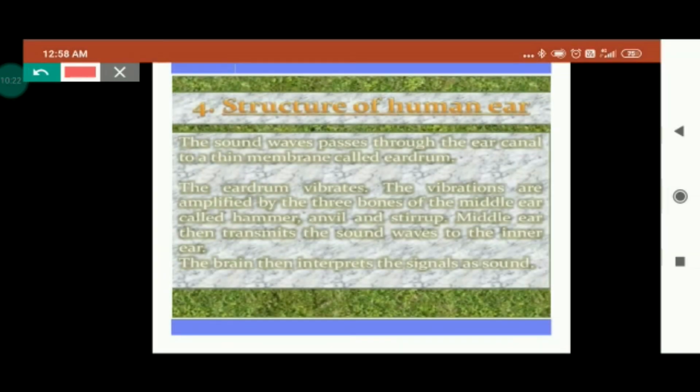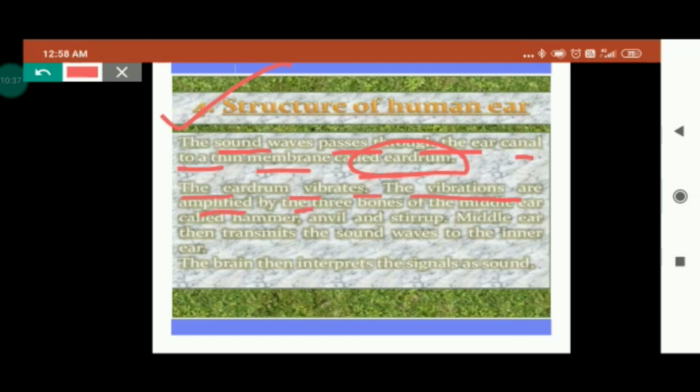Next, let's discuss a little about the structure of the human ear. The sound waves pass through the ear canal to a thin membrane called the eardrum. When the eardrum vibrates, these vibrations are amplified by the three bones of the middle ear called the hammer, anvil, and stirrup. The middle ear then transmits the sound waves to the inner ear. The brain then interprets these signals as sound.